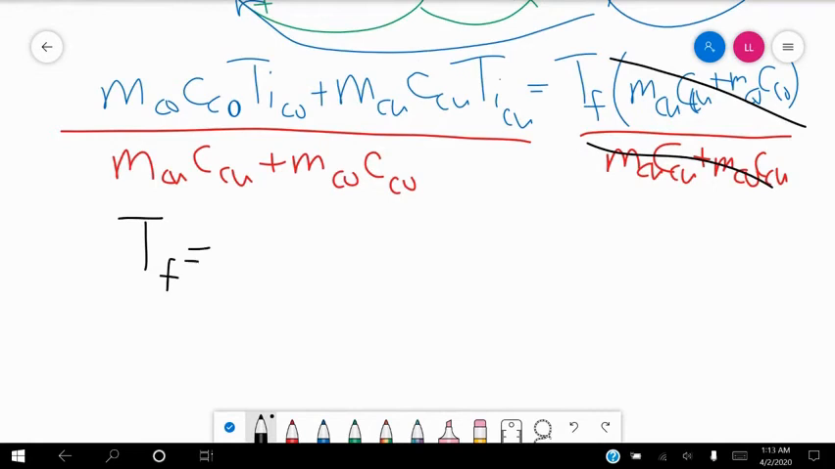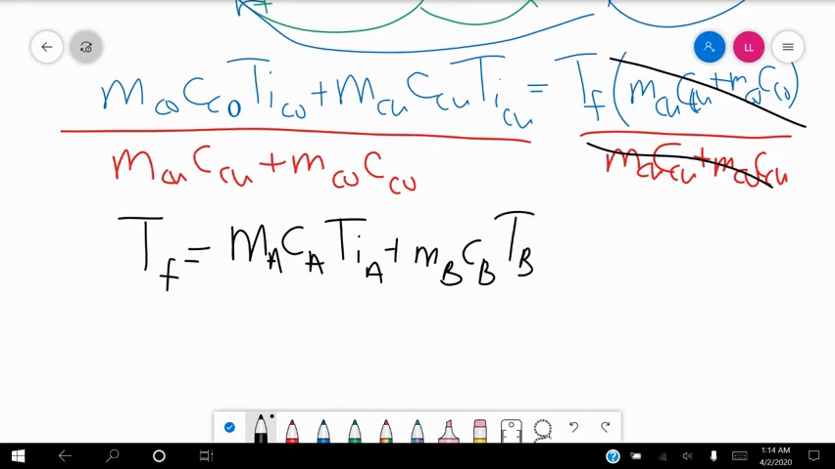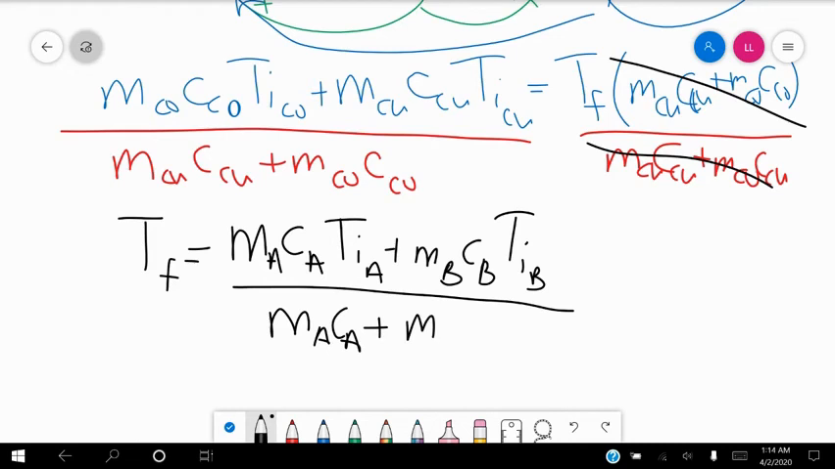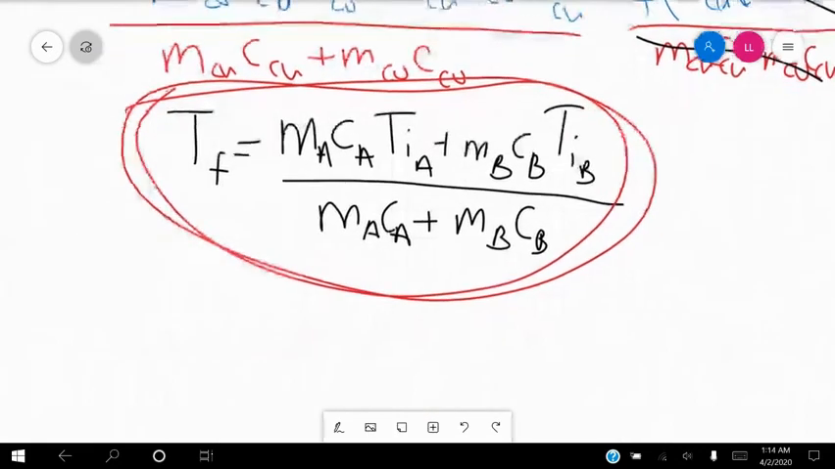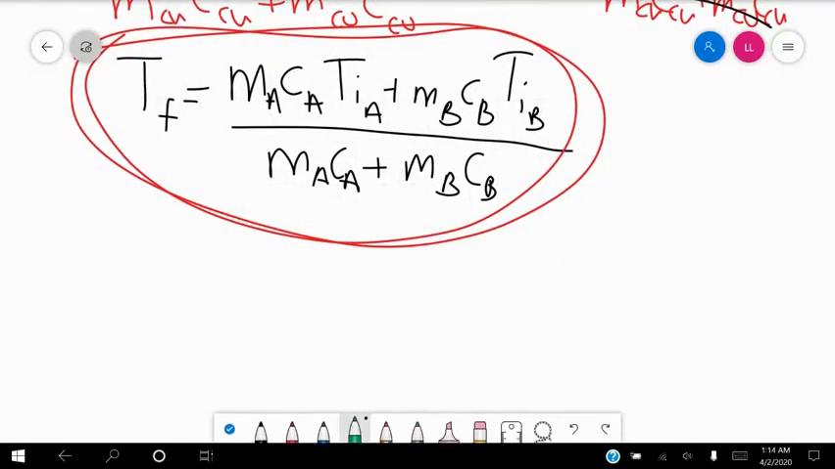So TF equals, and I'll write it in general form, M_A C_A T_IA plus M_B C_B T_IB, over M_A C_A plus M_B C_B. Now, this is not given to you on an equation sheet, so I would try to memorize it, or somehow memorize it with your calculator, because there probably will be a question like this on the test, or at least in the homework. So now I can plug in all my information.